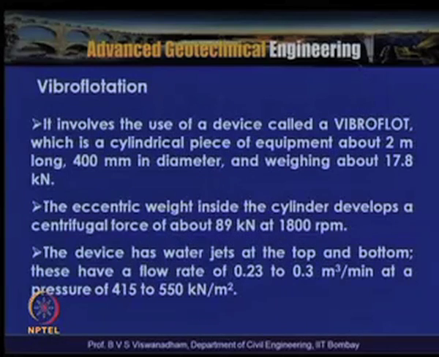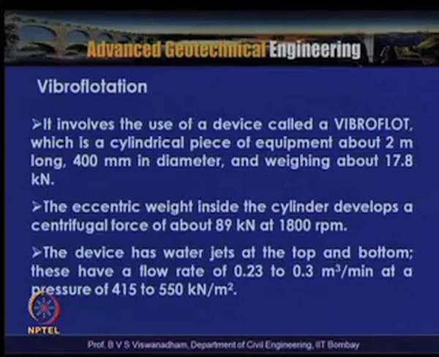The vibro flotation method involves using a device called a vibro float, which is a cylindrical piece of equipment about 2 meters long, 4.5 mm in diameter, and weighing about 17.8 kilonewtons. The vibro float exerts vibrations in the vertical as well as the lateral directions. This makes the soil particles arrange into a denser configuration. The eccentric weight inside the cylinder develops a centrifugal force of about 89 kilonewton at 1800 rpm. The device has water jets at top and bottom.